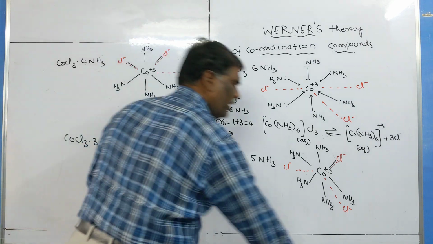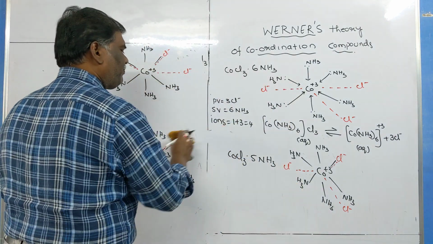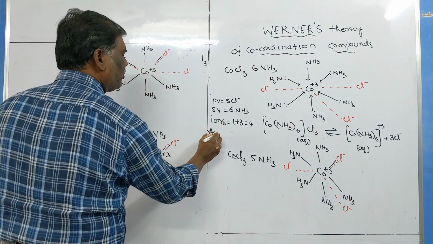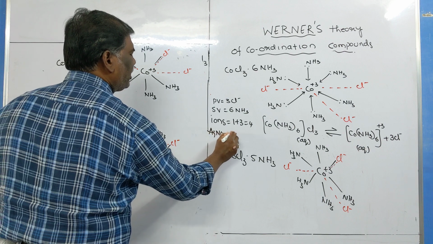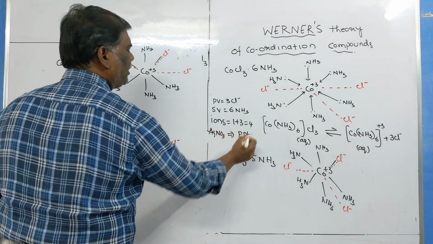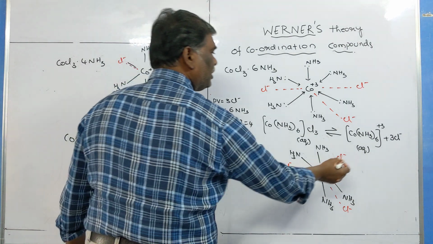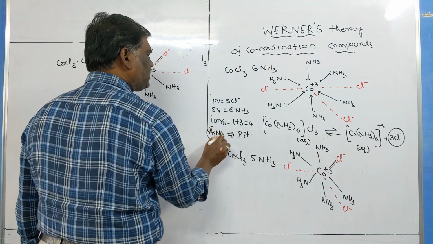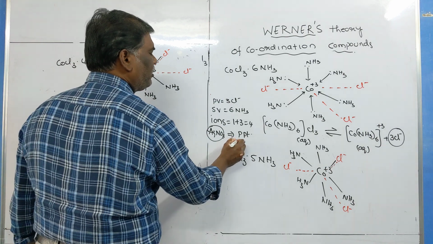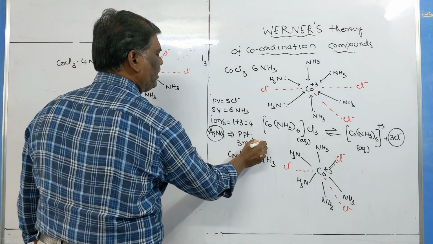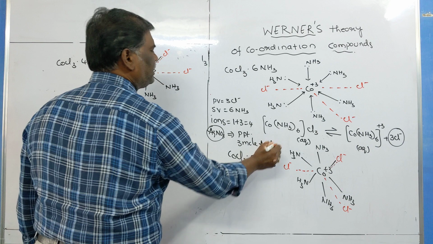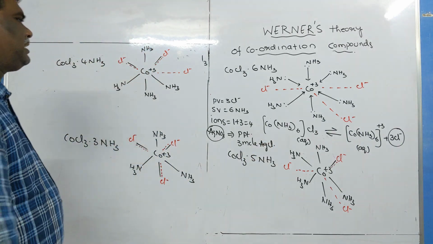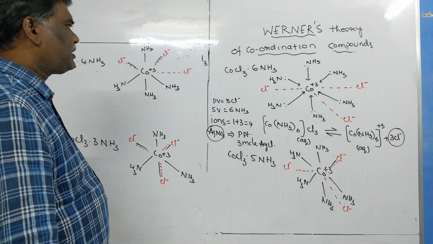When it reacts with AgNO3, how many moles of precipitate will form? Here 3 chlorines are available to combine with 3 AgNO3. That's why it gives 3 moles of AgCl. Okay. The next one.